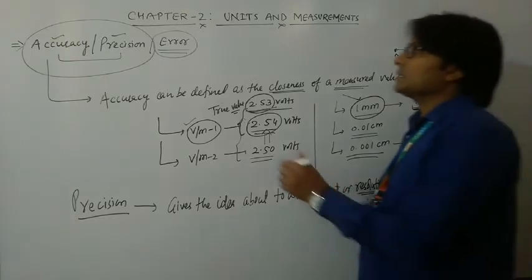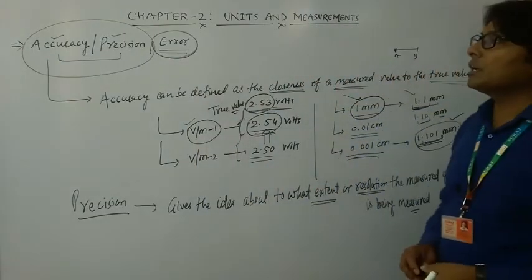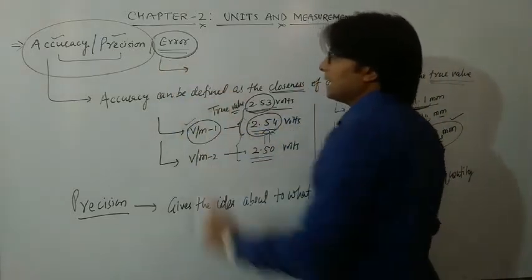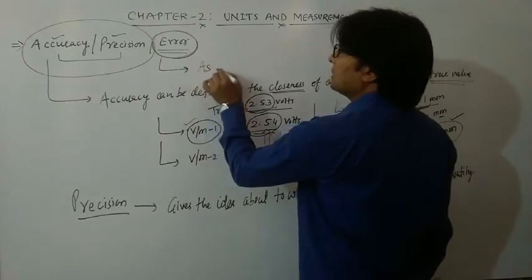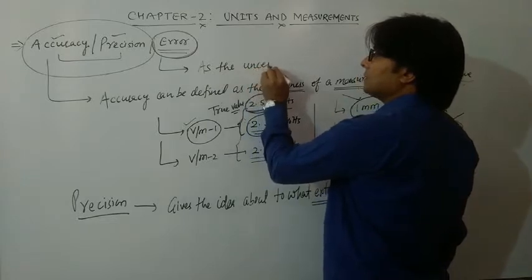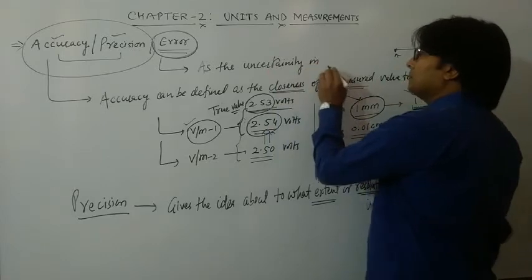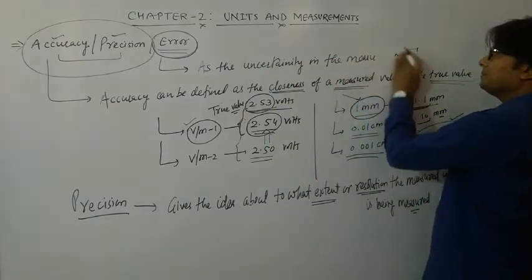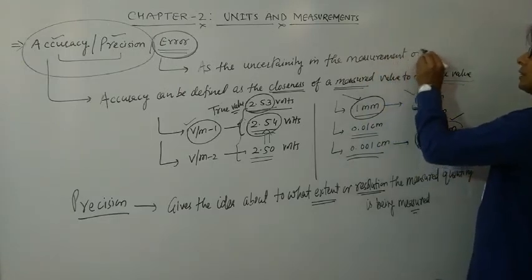Okay, now let us define the term error, because in this video lecture we are more focusing on this topic, that is error. Error can be defined as the uncertainty in the measurement of a physical quantity.